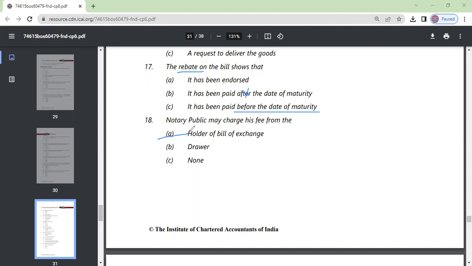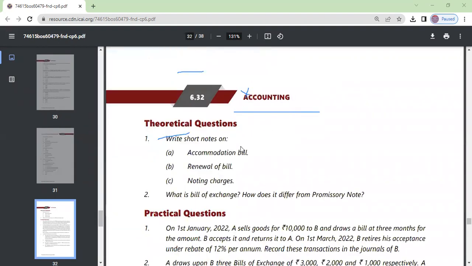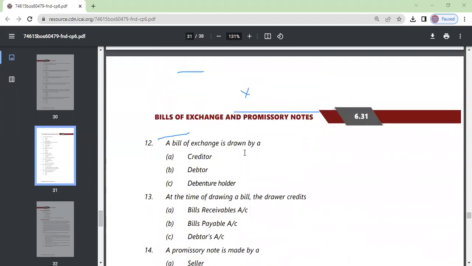Who are the holders of the bills? In case of a retained bill, the holder of the bill is the drawer. In case of a bill discounted with the bank, the holder is the bank. In case of endorsement, the holder is the endorsee. In case of a bill sent to the bank for collection, the drawer is the holder of the bill. So initially the noting charges are paid by the holder of the bill. Later, the drawer will collect from the drawee. Done. So these are the 18 MCQs. Are you clear?